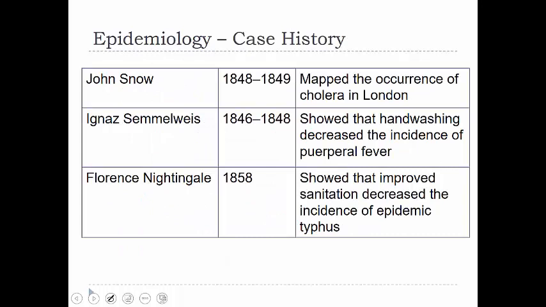Now, epidemiology has several different ways in which we look at and collect the information. John Snow mapped the occurrence of cholera in London and noticed that people who got water from a certain location tended to get sick. Semmelweis showed that if you washed your hands, you decrease the incidence of puerperal fever. Florence Nightingale showed that if you had proper sanitation, that would decrease the incidence of epidemic typhus.